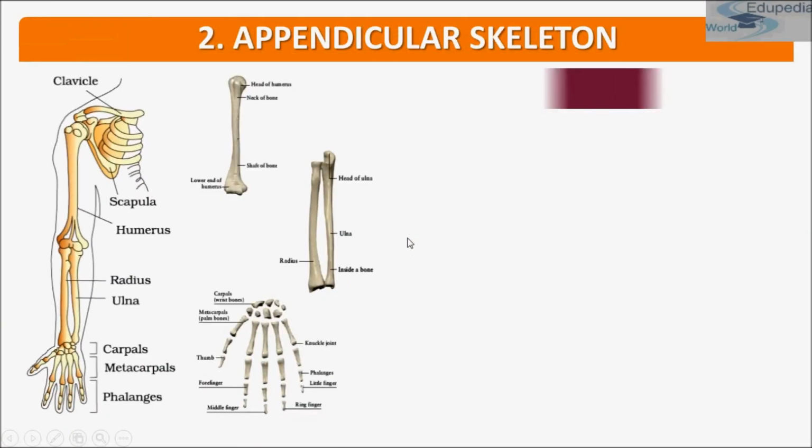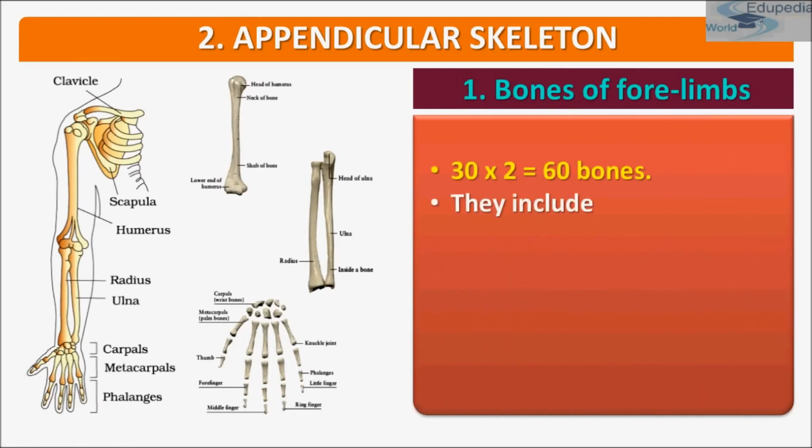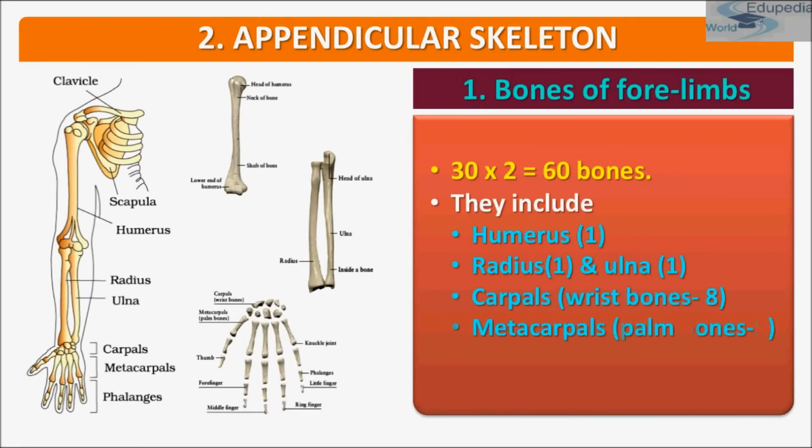Now comes appendicular skeleton. The bones of the limbs along with their girdles constitute the appendicular skeleton. See, I have told you that the bones of the 4 limbs, the bones of the forelimb, are around 60 in number, and they include humerus, radius, ulna, carpals, metacarpals and phalanges. See, these are the bones of the forelimb, that is our hand.